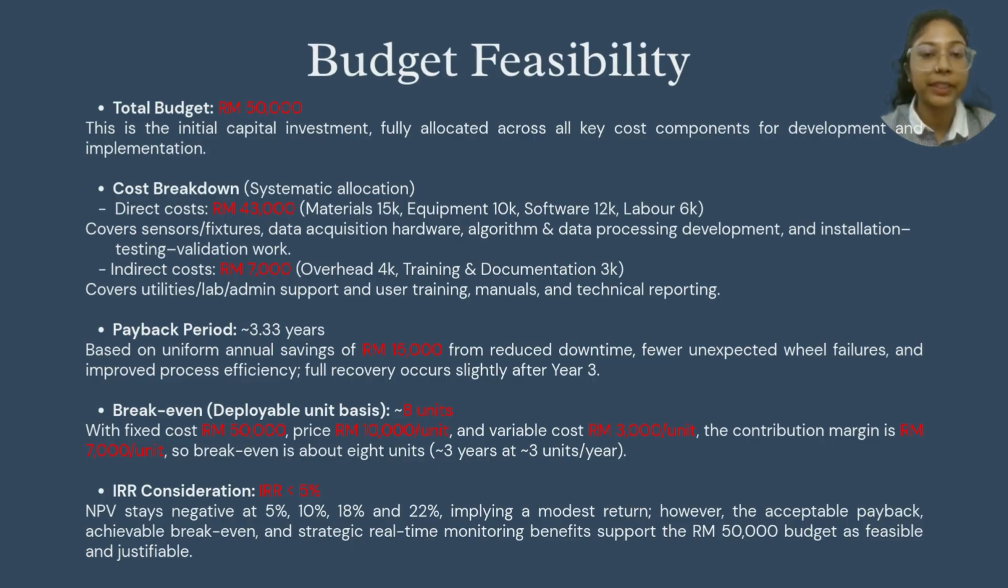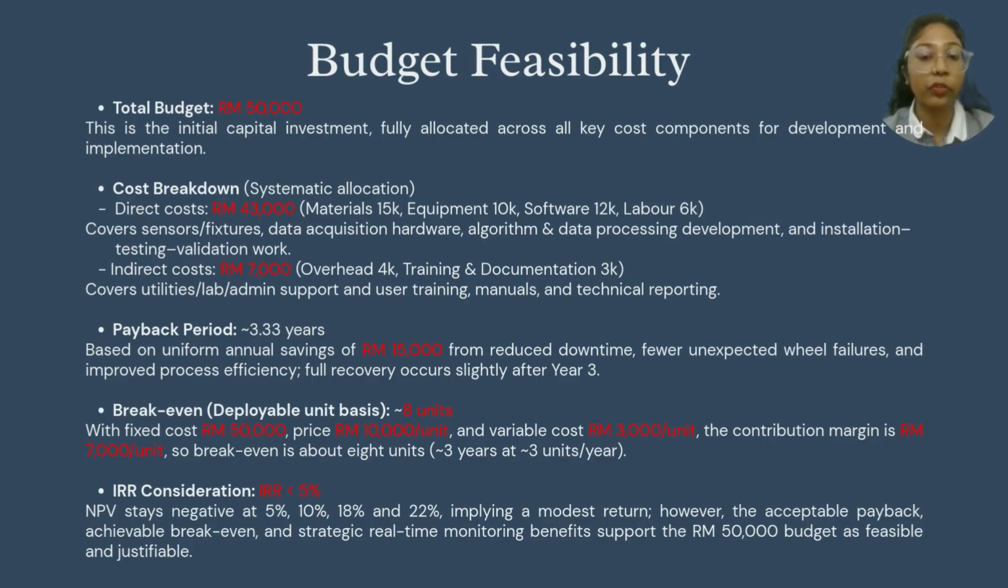Now I'll be explaining the budget feasibility. This slide summarizes the budget feasibility of the grinding wheel monitoring system. The initial capital investment of 50,000 is fully allocated for development and implementation. The cost breakdown is a systematic allocation divided into two costs, which are direct cost and indirect cost.